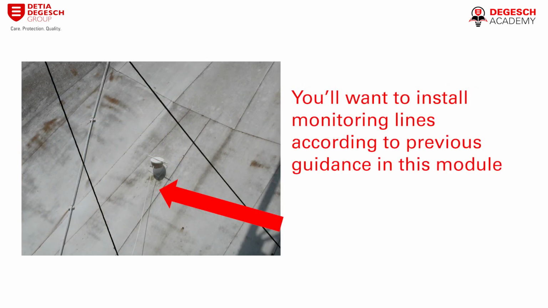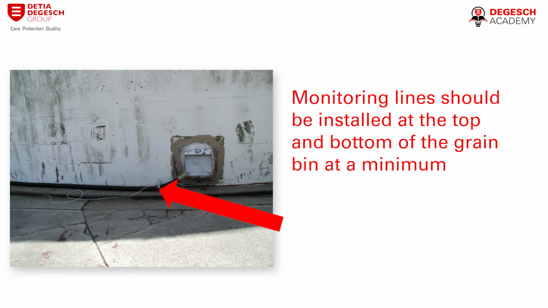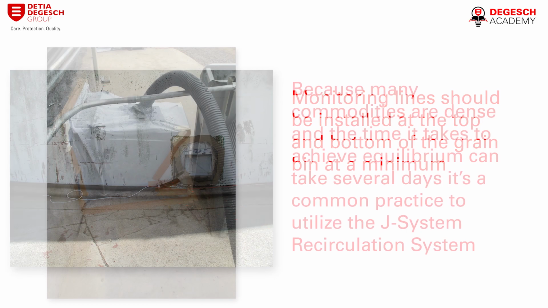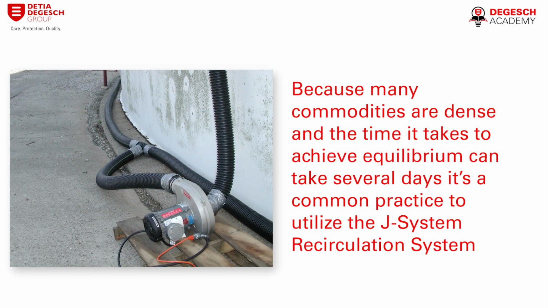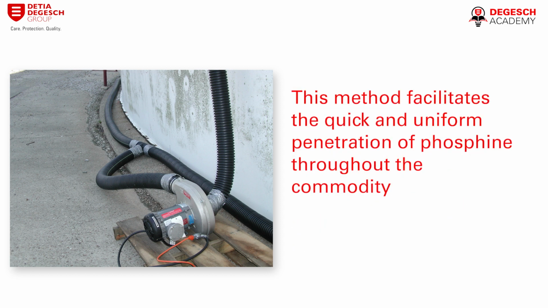You'll want to install monitoring lines according to previous guidance in this module. Monitoring lines should be installed at the top and bottom of the grain bin at a minimum. Because many commodities are dense and the time it takes to achieve equilibrium can take several days, it's a common practice to utilize the J system recirculation system. This method facilitates the quick and uniform penetration of phosphine throughout the commodity.